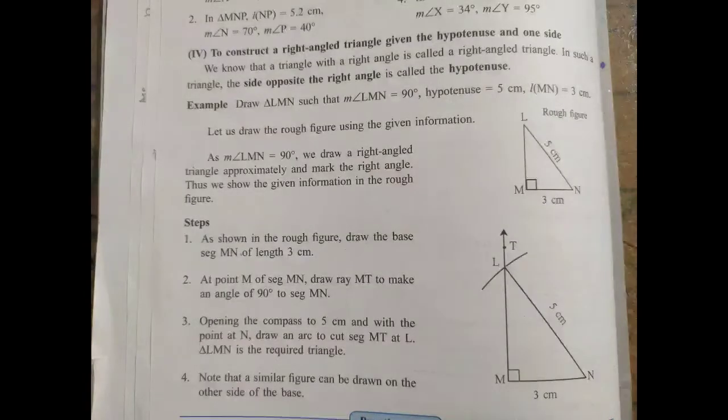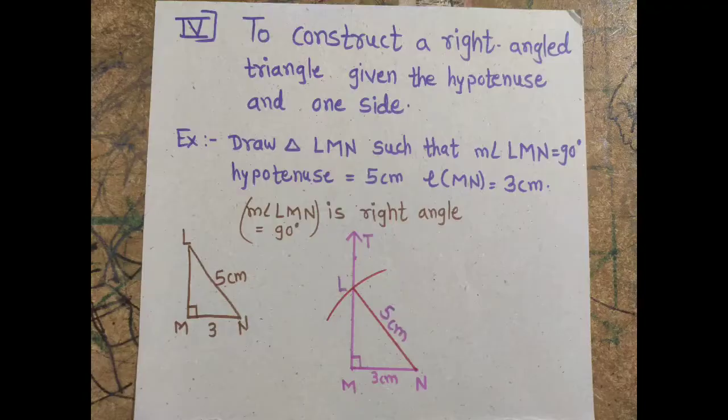Now we will study the fourth construction. Draw a right angle triangle when given the hypotenuse and one side of the right angle triangle. To construct a right angle triangle given the hypotenuse and one side.